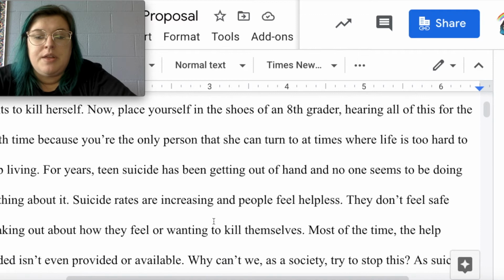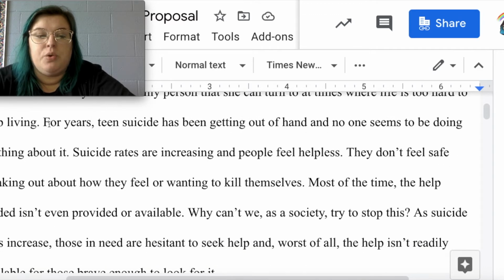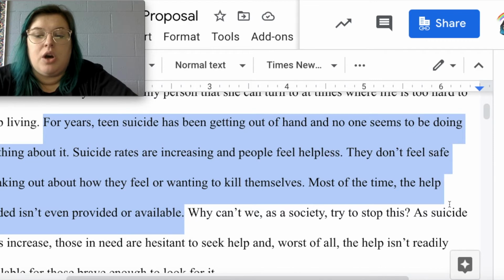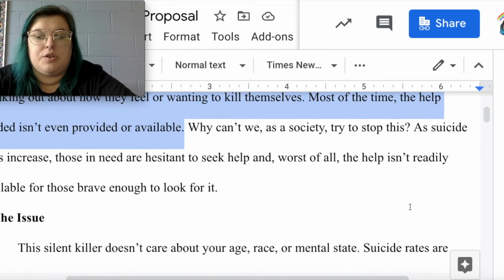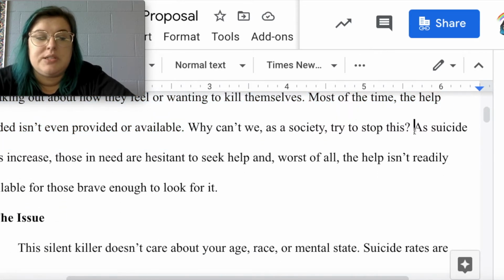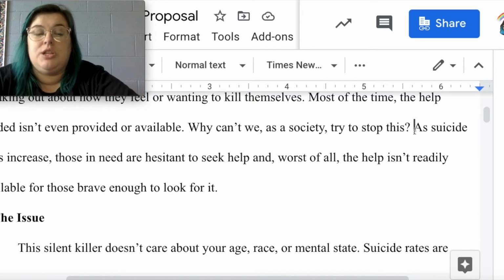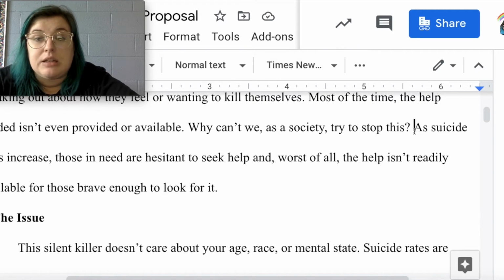Now, then she transitions into this story, connects it to what she's going to talk about in her paper. So at the end of her introduction, you see that it says, as suicide rates increase, those in need are hesitant to seek help, and worst of all, the help isn't readily available for those brave enough to look for it. So that's 3 reasons why she thinks that suicide, the silent killer, is a huge issue in our society.